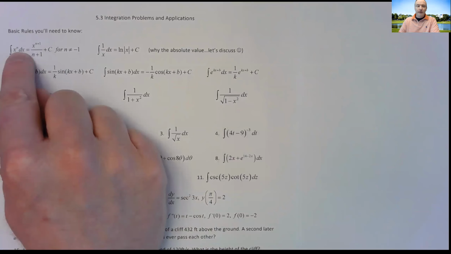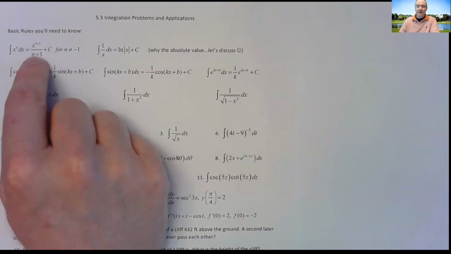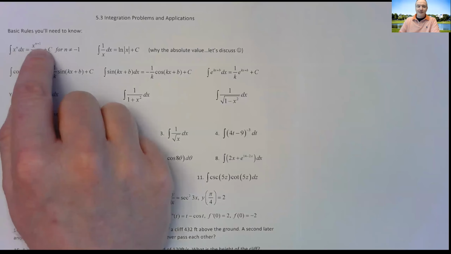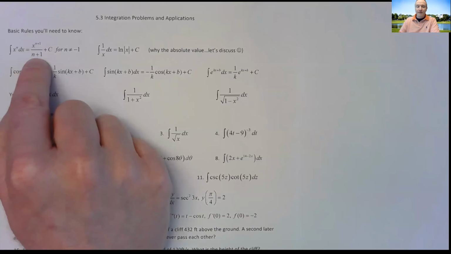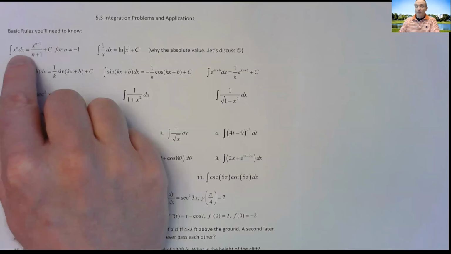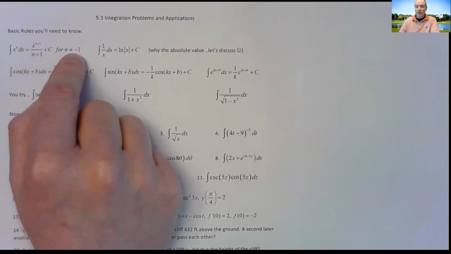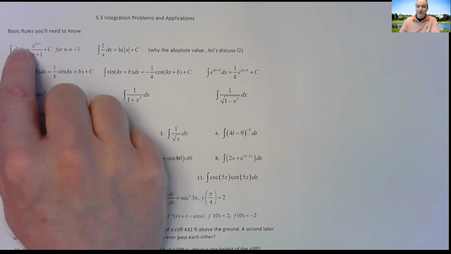The integral of x to the n power with respect to x, all you're going to do every single time is add 1 to that exponent and then divide by that new exponent. So the integral of x to the n is x to the n plus 1 divided by n plus 1. And then we have to add the constant of integration. Now that integral power rule works for all cases except when the exponent is -1.